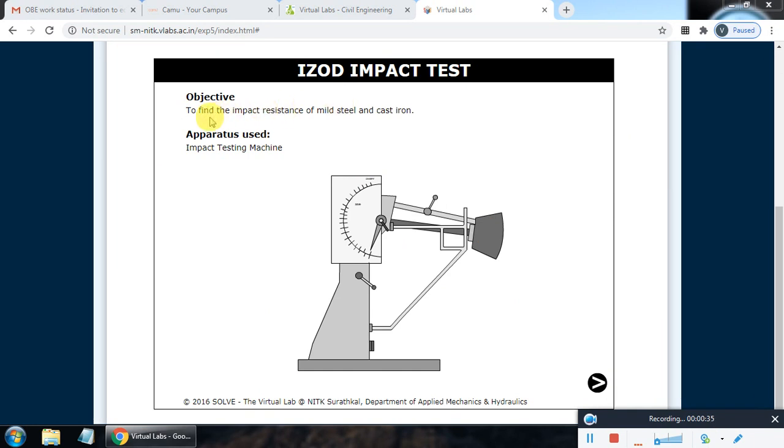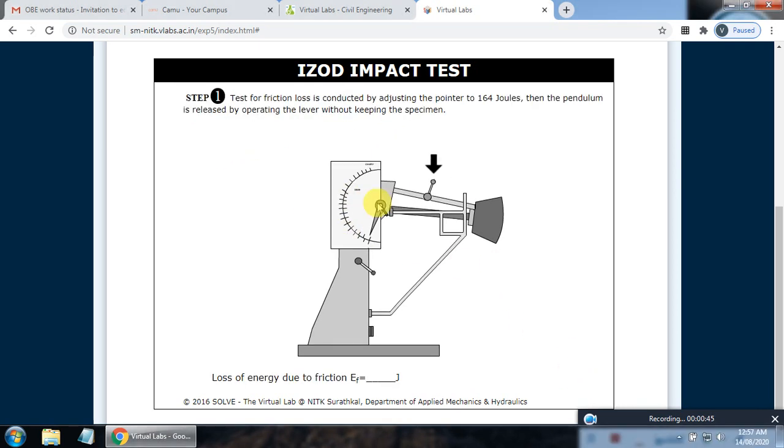So our objective is to find the impact resistance of mild steel and cast iron. We have an impact testing machine, and initially we just have to test the friction loss, the loss of energy due to friction. Here the pointer is adjusted to 164 joules. Then the pendulum is released by operating the lever without keeping the specimen.